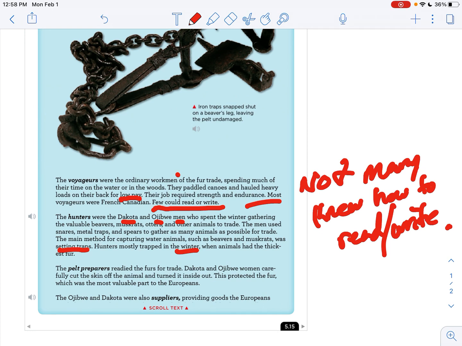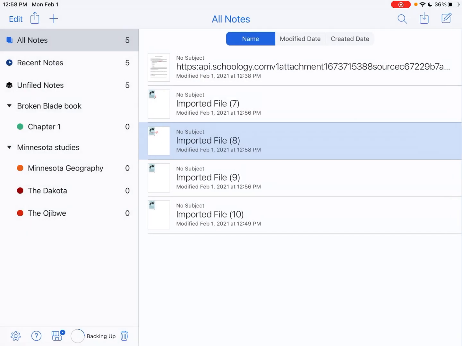The pelt preparers readied the furs for trade. They were Dakota and Ojibwe women. They carefully cut the skin off the animal and they turned it inside out. This protected the fur, which is the most valuable part to Europeans. All right, next one were the suppliers. They were also Ojibwe and Dakota, providing goods to Europeans.